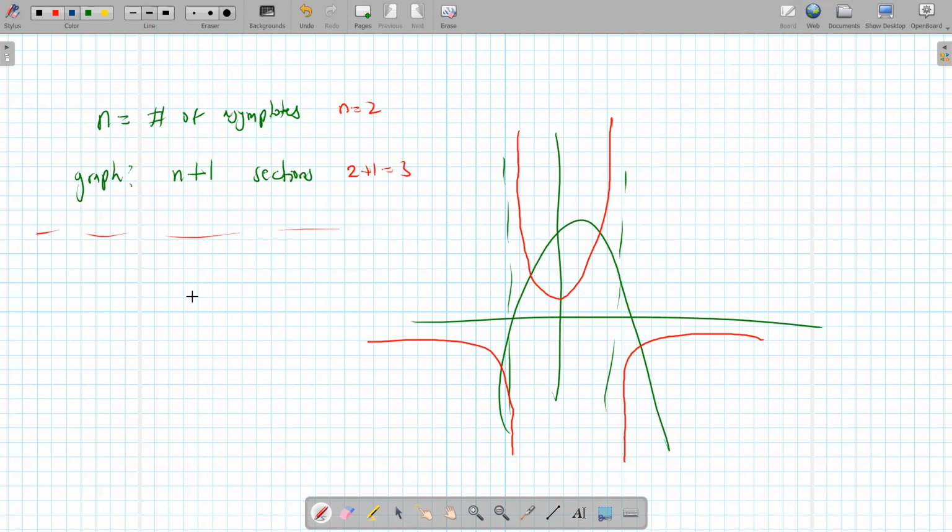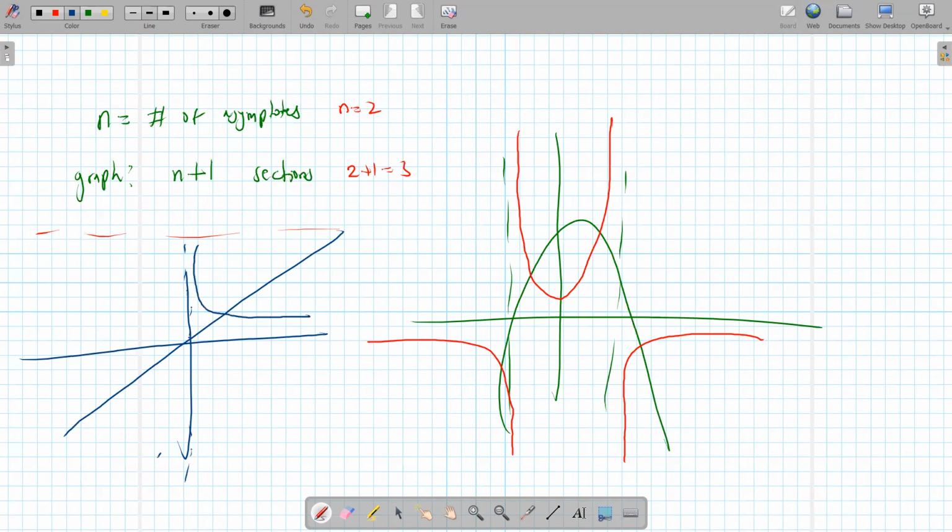In the last question that we did, the linear function, we only had 1 asymptote, so how many sections does it have? Only 2. Exactly. So we had 1 guy up here, 1 guy down there, like that.